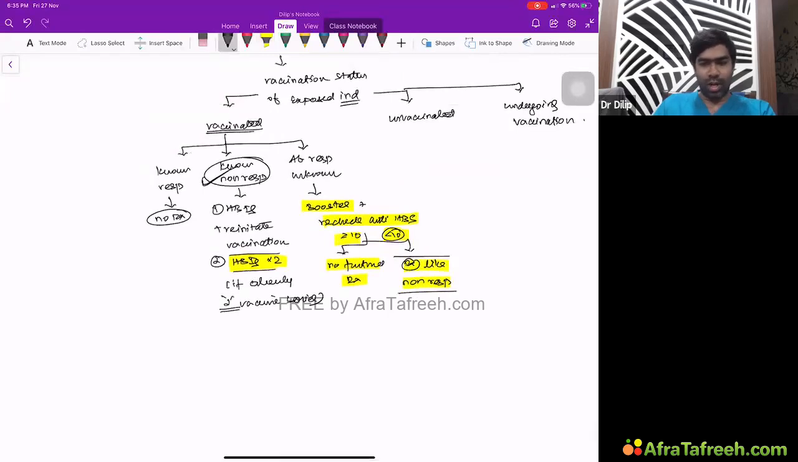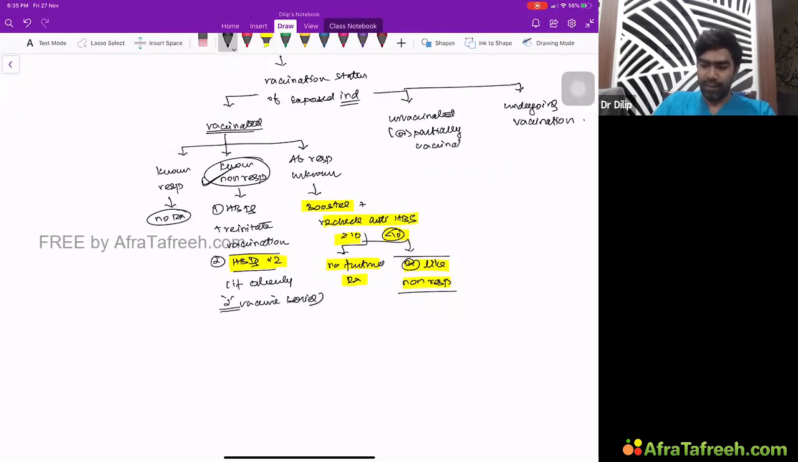Then what are you going to do for unvaccinated individuals? Unvaccinated includes partially vaccinated, like they have received only 1 course but have not completed the vaccine, and it's been years since they had that first course. So these individuals should be deemed as unvaccinated only. You will give hepatitis B immunoglobulin, plus you have to give a complete vaccine series.